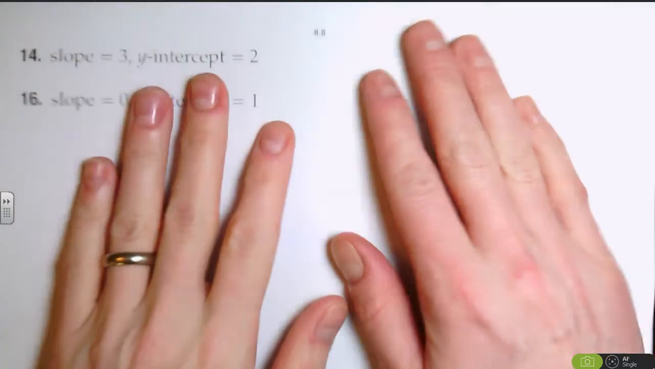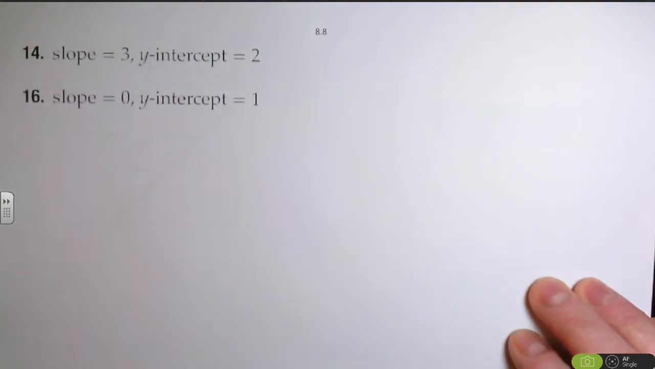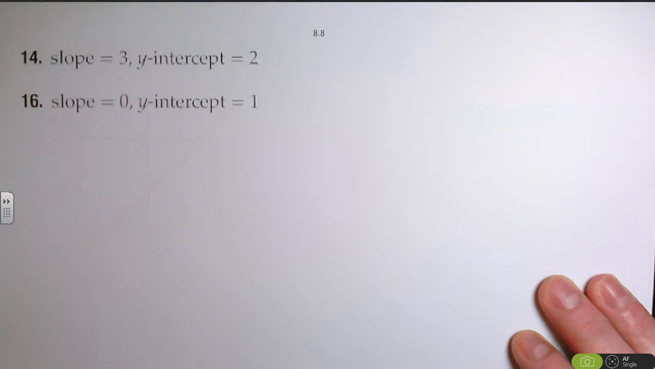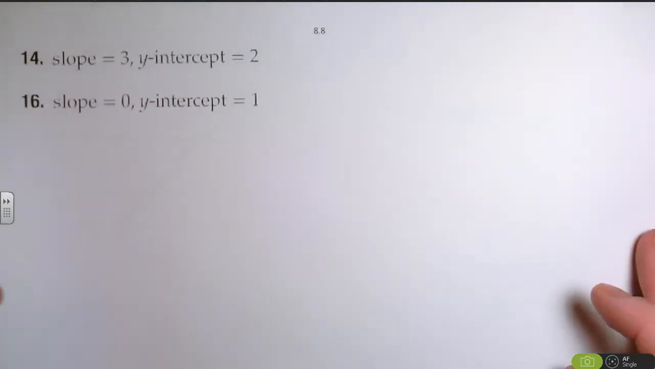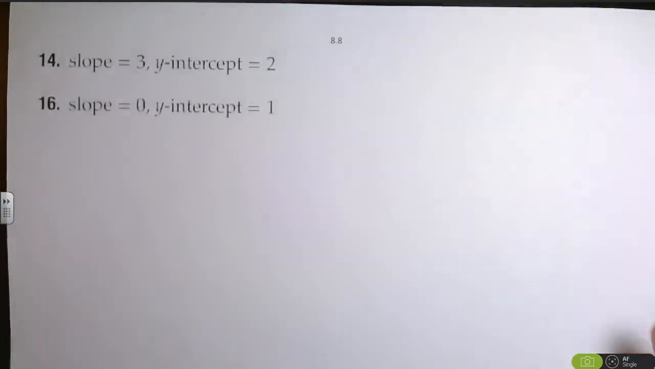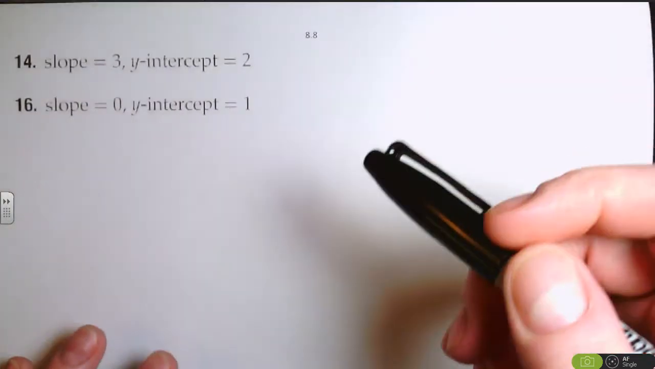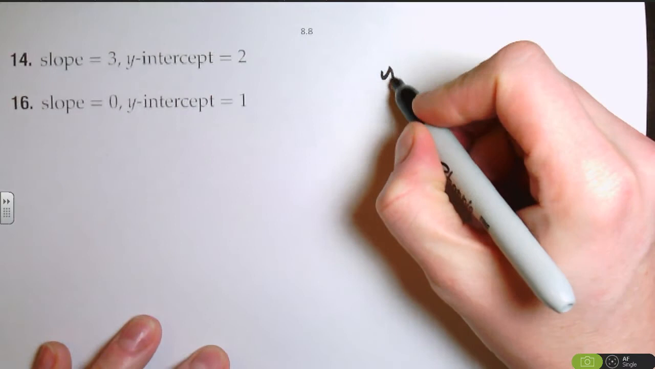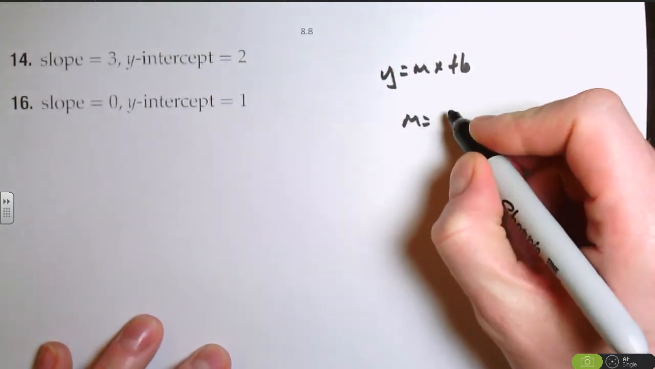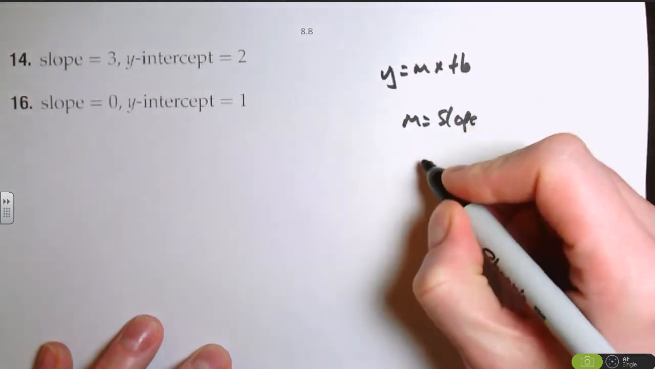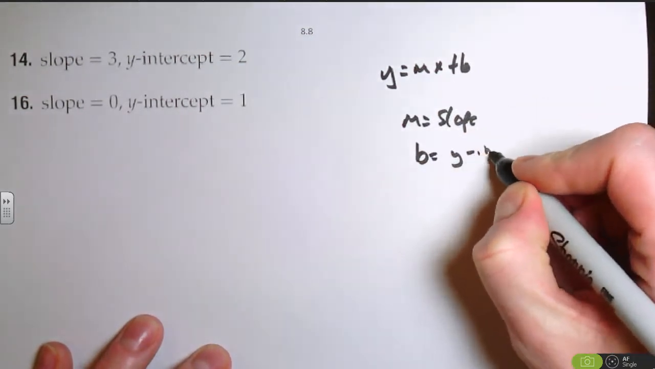Okay, so here are a few supplemental homework problems in section 8.8 in the textbook. Problems 14 and 16 are the same problem, so I'm just going to do them on the same slide. We're writing equations in slope-intercept form, which is y equals mx plus b, where m is the slope and b is the y-intercept.